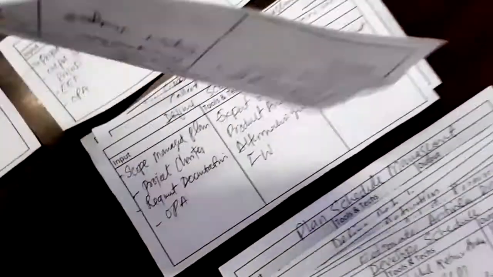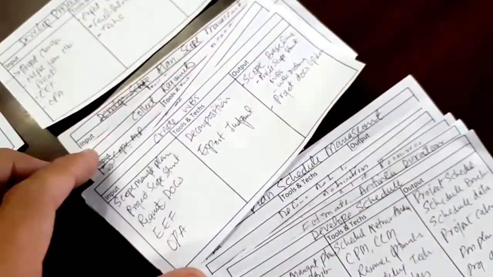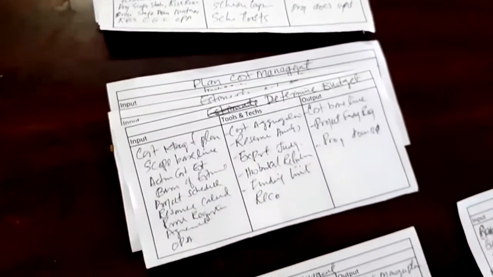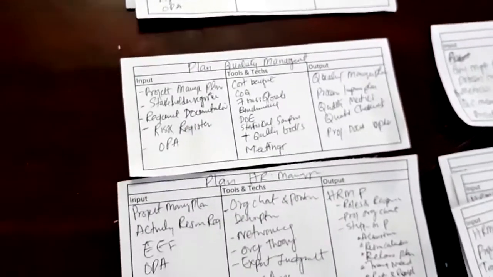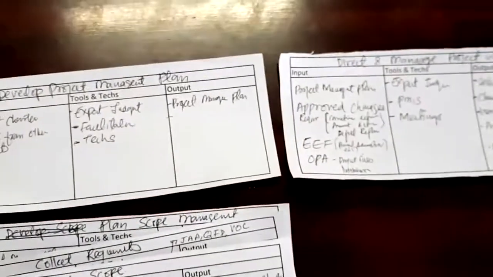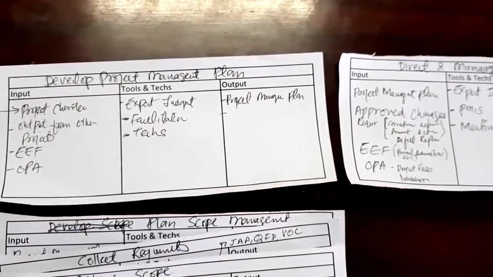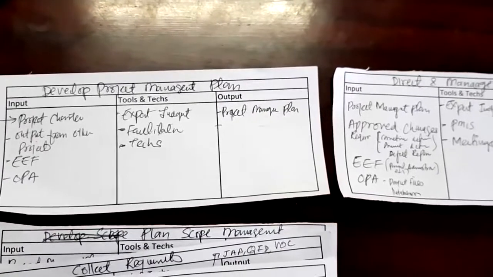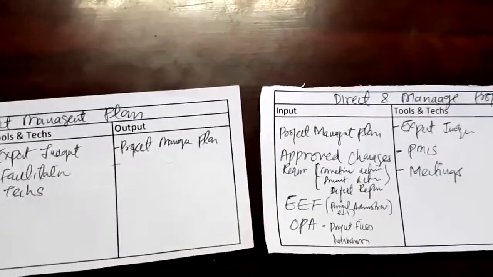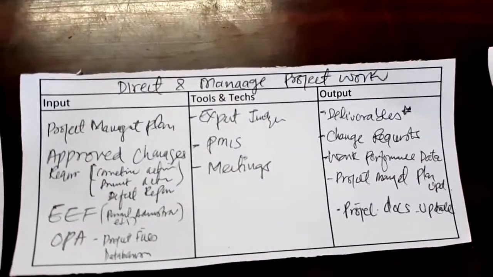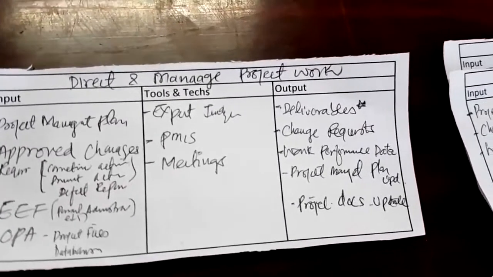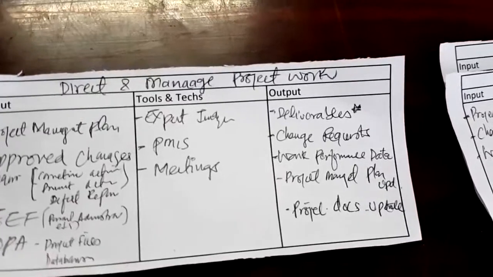So this way I prepared every single process and all the other subsidiary plans and processes. Then I took the direct and managed project work. I said, okay, output of develop project management plan is the project management plan and where this plan goes. So I studied all the processes, and then I said that, okay, this comes to, in the integration management, the project management plan is used as the input, and with other inputs we are going to get the deliverables.